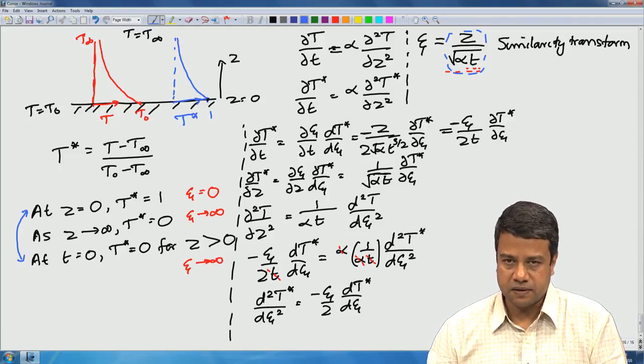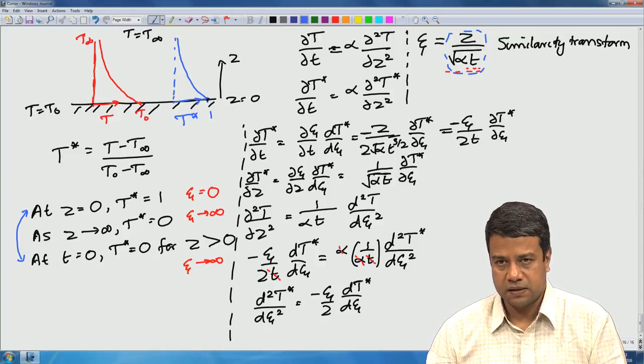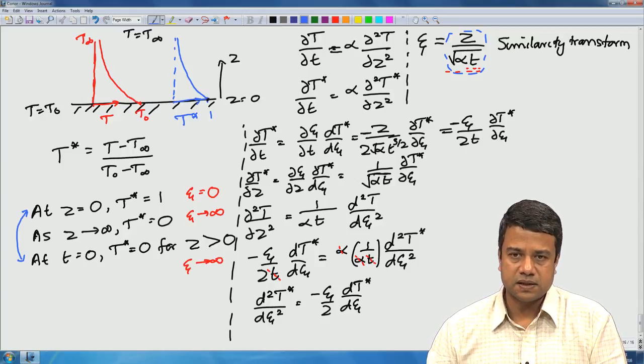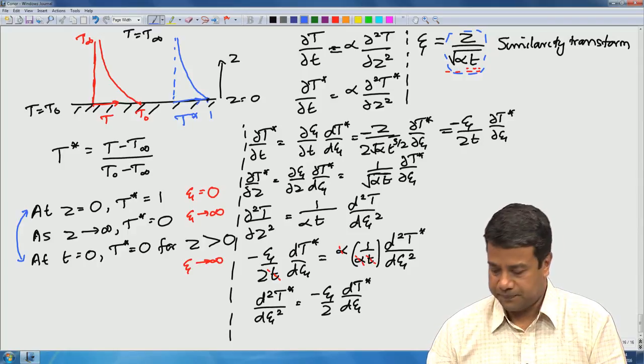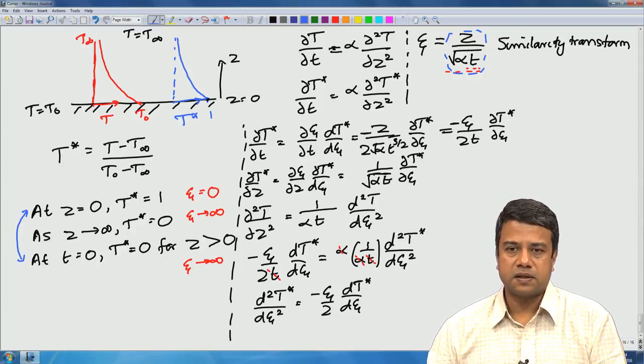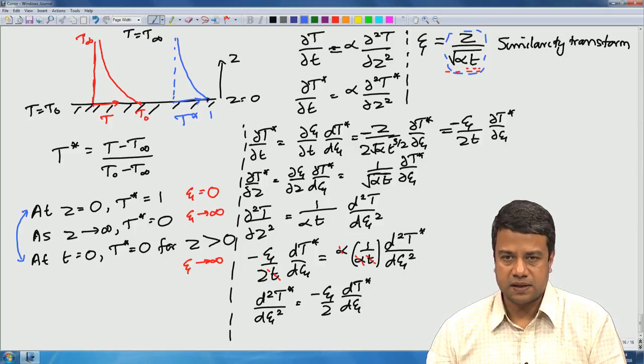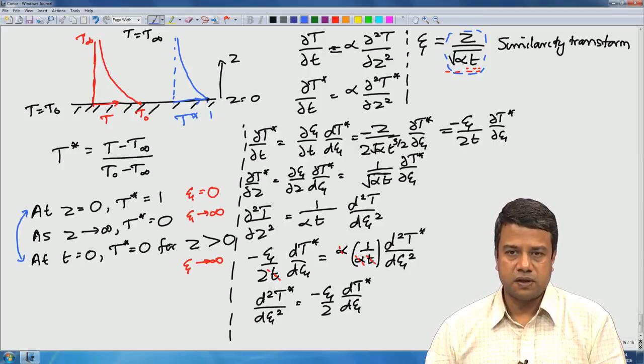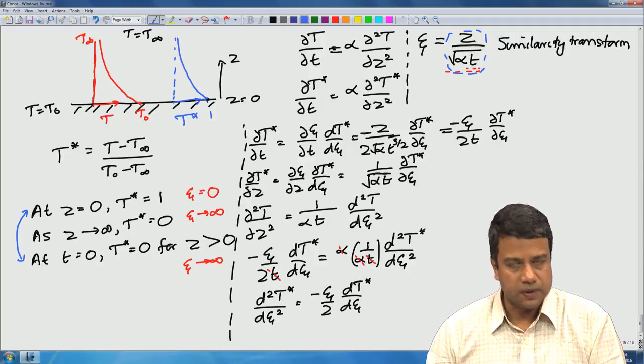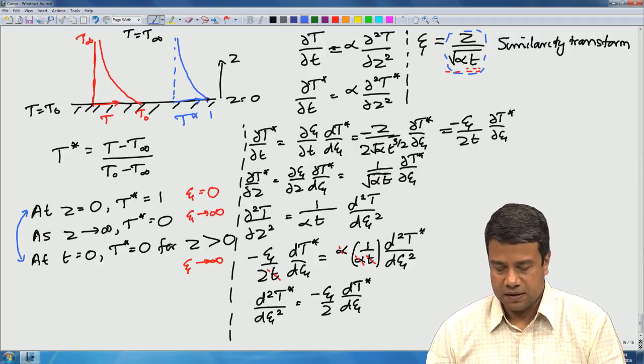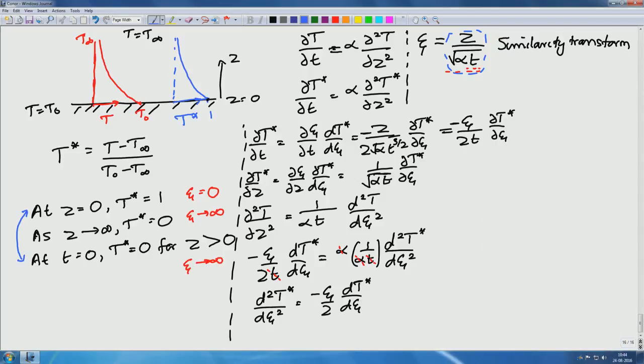Initially, I had a first order differential equation in t and second order in z. So, I needed two conditions in z and one condition in t. The transformed equation is only second order in psi, and therefore, there are only two conditions in psi. Therefore, two of the conditions that I originally had should reduce to the same condition when expressed in terms of psi, and that has happened correctly. This means that my similarity transform is correct.